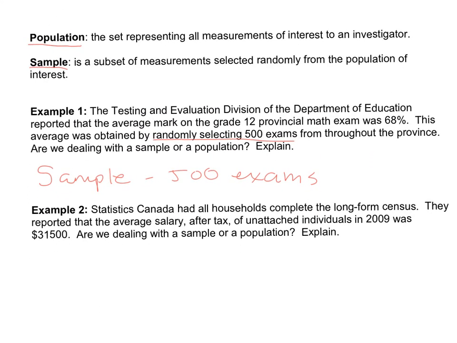Example 2. Statistics Canada had all households complete the long-form census. They reported that the average salary after tax of unattached individuals in 2009 was $31,500. Are we dealing with a sample or a population? If you look at this example, you can see that all households complete the long-form census. So we're dealing with a population, because if we describe the population, it's all households.